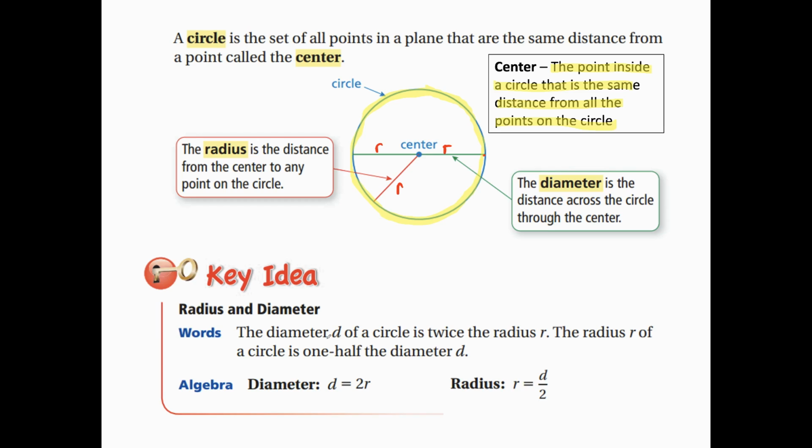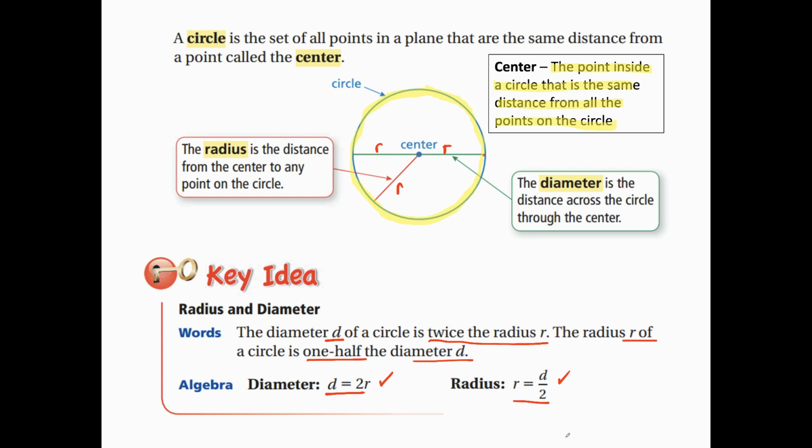And you see that down here, the diameter, and we use little d, of a circle is twice the radius, which we use little r. And then the radius of a circle is 1/2 the diameter. So if the diameter is 10, the radius is 5. If the radius is 12, the diameter is 24. Okay, and here are two formulas that you can use to go from radius to diameter. If I know the radius, I can find the diameter with this equation. And if I know the diameter, I can find the radius.